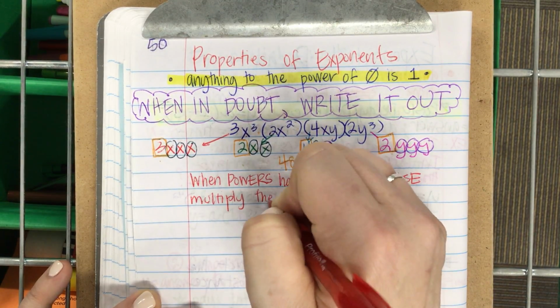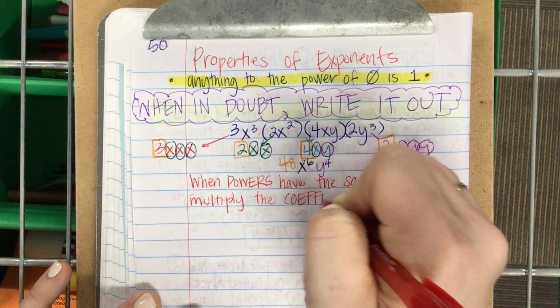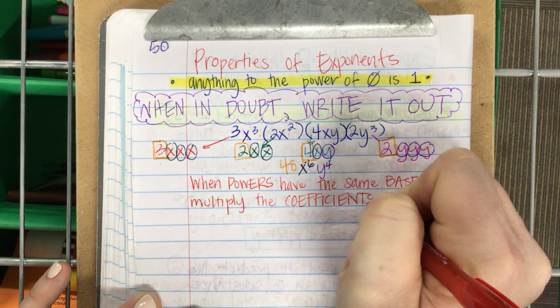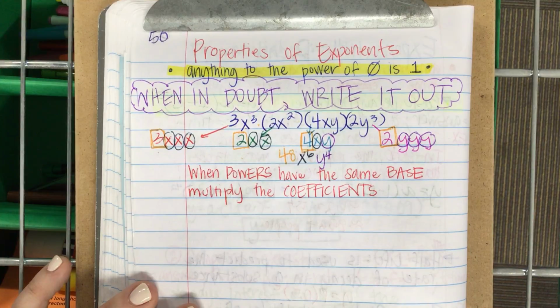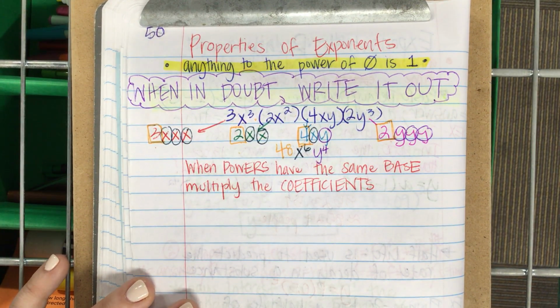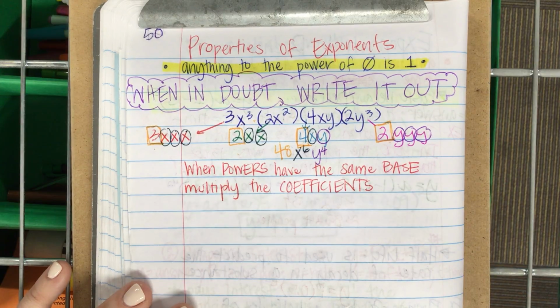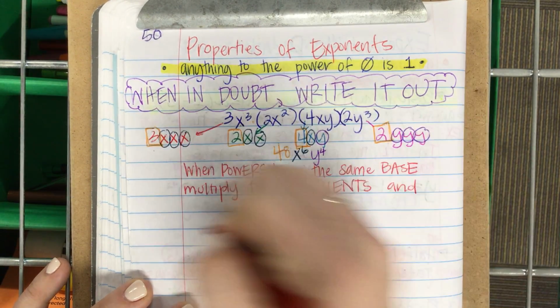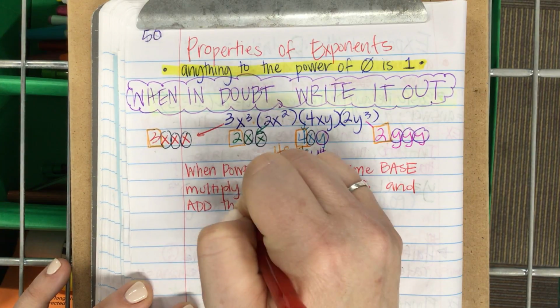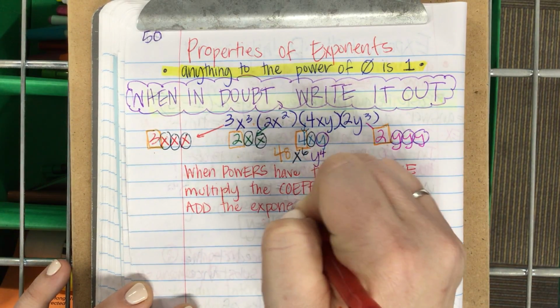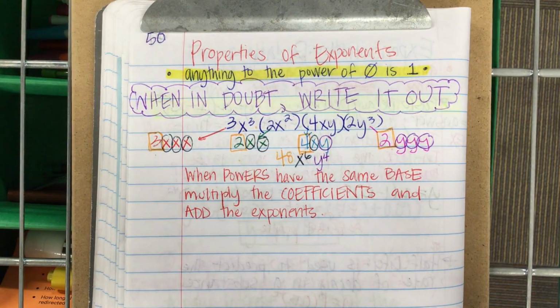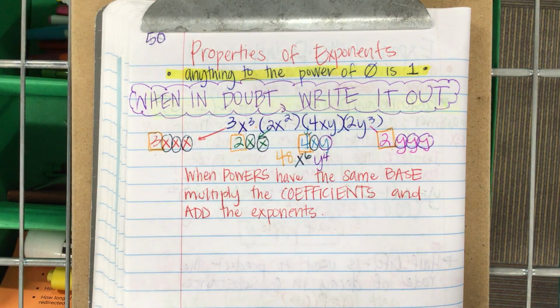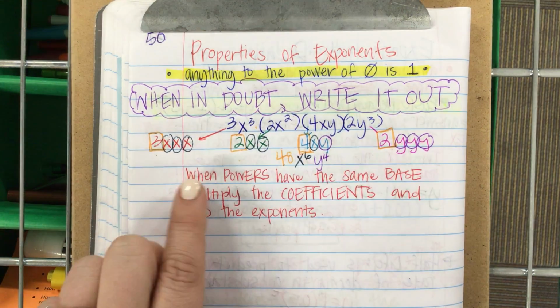multiply the coefficients. What's a coefficient? The number in front of a variable. Multiply the coefficients and add the exponents. When powers have the same base, multiply the coefficients and add the exponents.